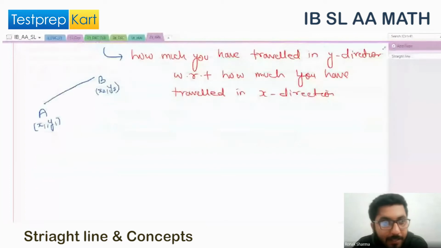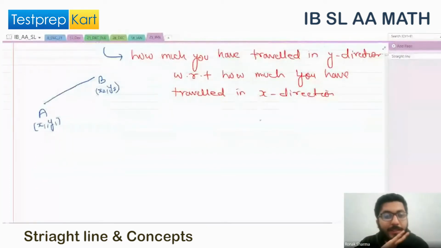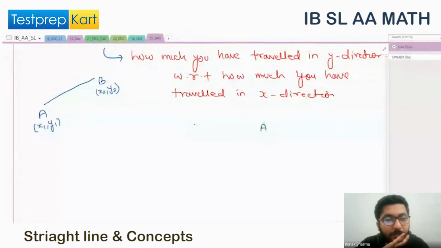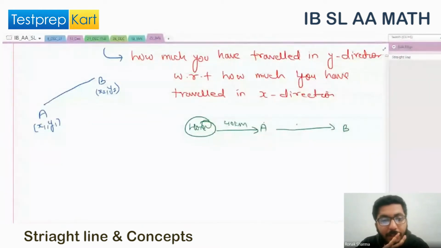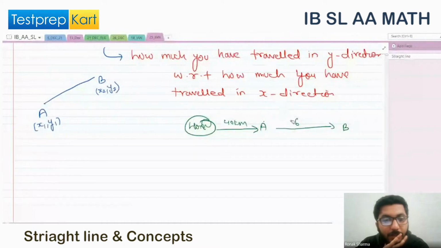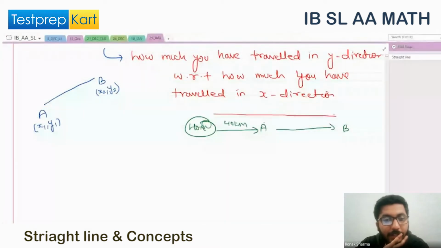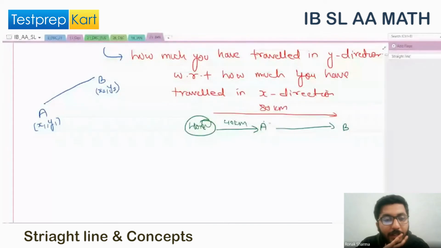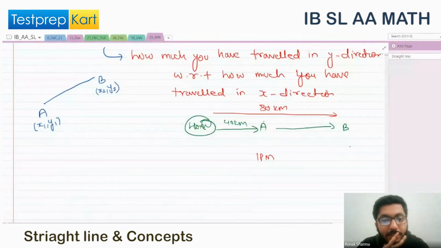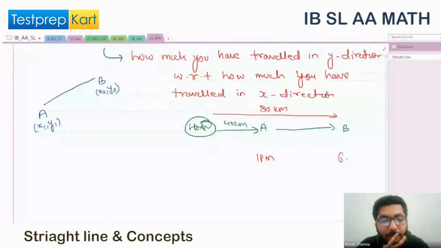Now see, imagine you are at point A, and let's say this is your home. Your home is, let's say, 40 kilometers distance from A, and let's say you have to go to the point B, which is 80 kilometers from your home. Let's say at this point 1 p.m. is the time, and when you reached point B, it is 6 p.m.